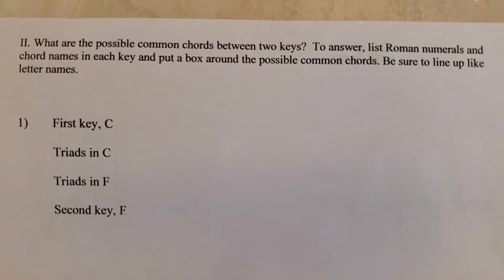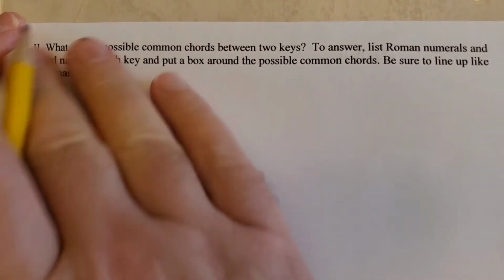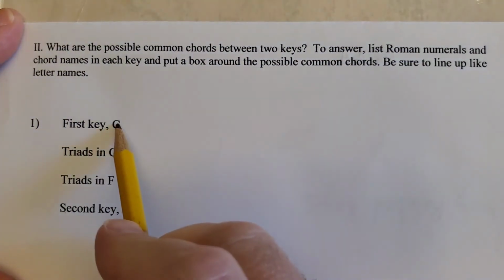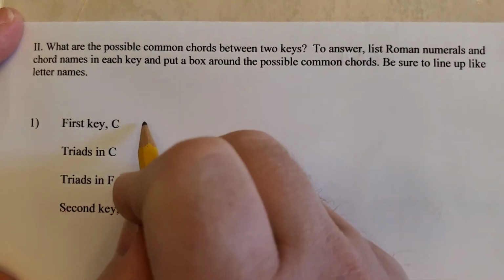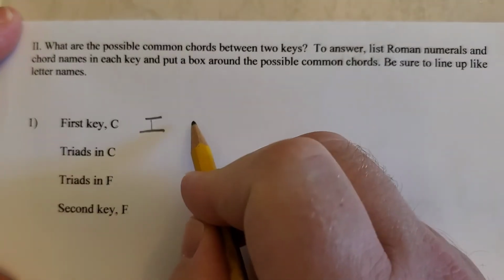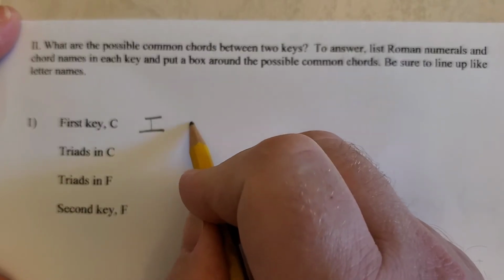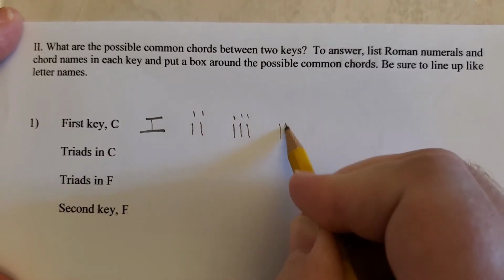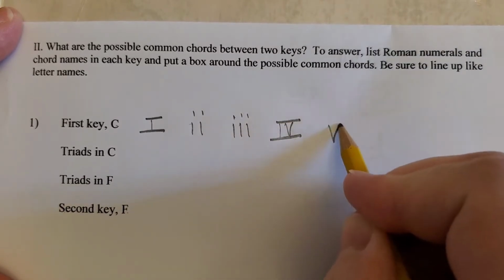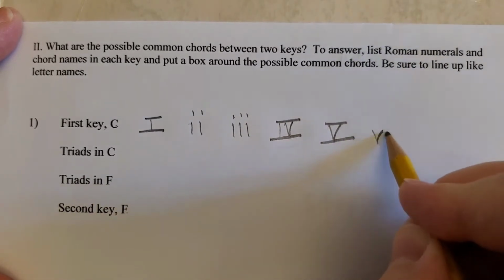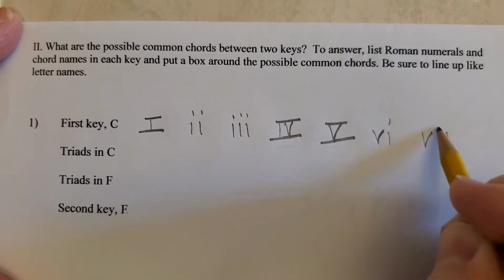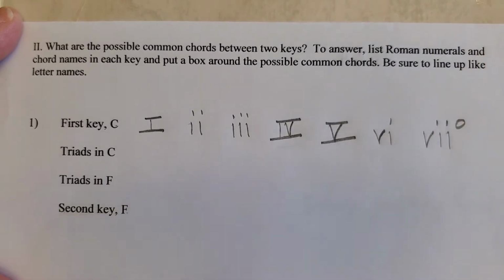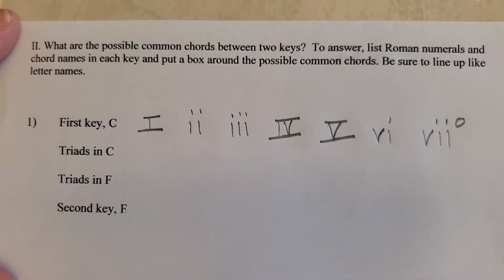So the first thing you want to do is just list the triads that you would have in the key of C major, the first key. So in the first key of C major, we know that major chord on 1, minor chord on 2, minor chord on 3, major chord on 4, and so on, right? So you're listing the diatonic Roman numerals first. Oh, by the way, it is possible to use a diminished chord as a common chord. So you do want to include the diminished chord as well.